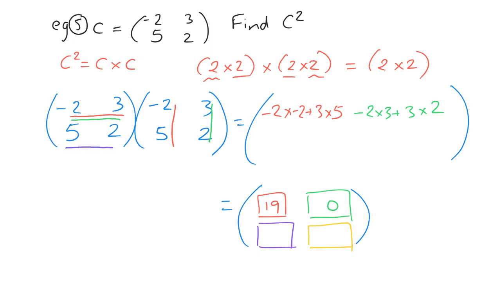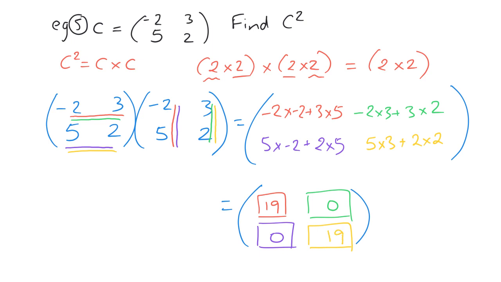For the purple box then, it's in the second row and the first column, so we multiply the second row by the first column. So that's 5 by minus 2 plus 2 by 5. So that gives us minus 10 plus 10, so it's also 0. And the yellow box then is in the second row and the second column. So we multiply the second row by the second column. So that's 5 by 3 plus 2 by 2. So that's 15 plus 4, which is 19.